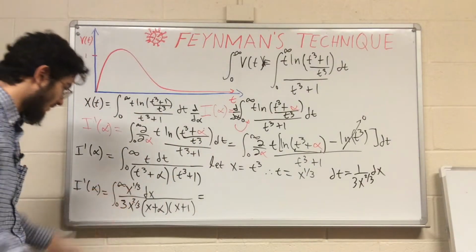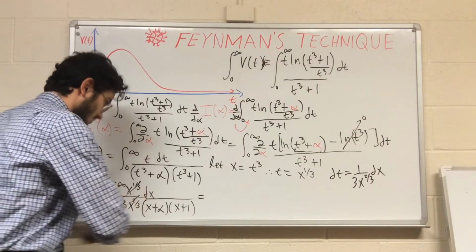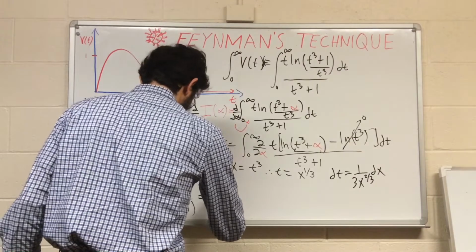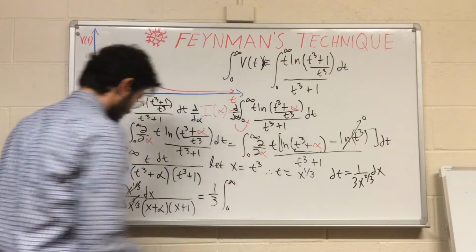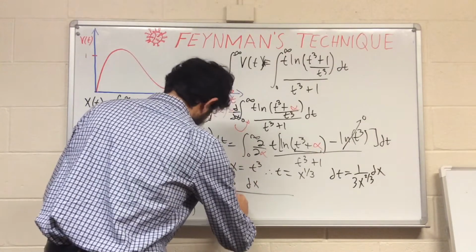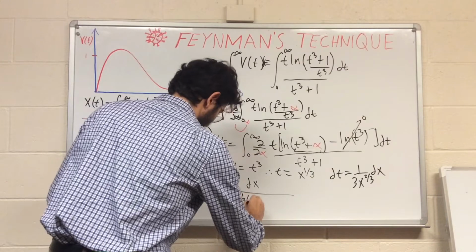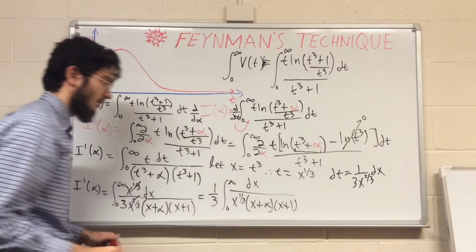Okay, so this is going to be the new integral after the substitution. Over here we can simplify this. We have 1/3 of the x here, and then we have another third, so we end up with 1/3 outside of the integral from 0 to infinity of dx divided by x to the 1/3 times x plus alpha times x plus 1. All right?